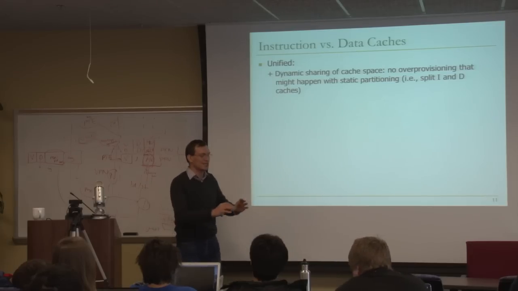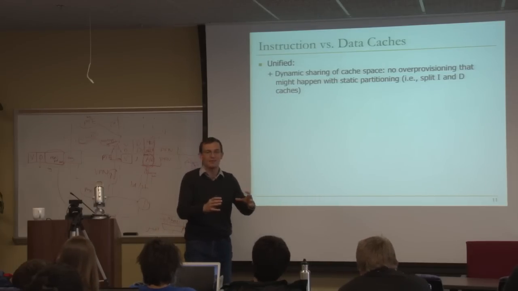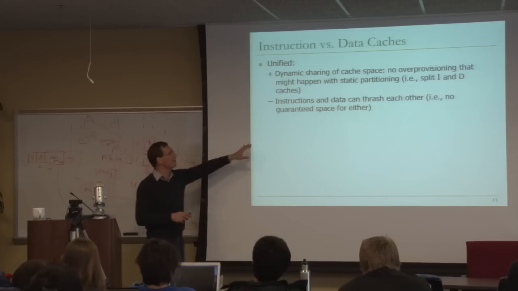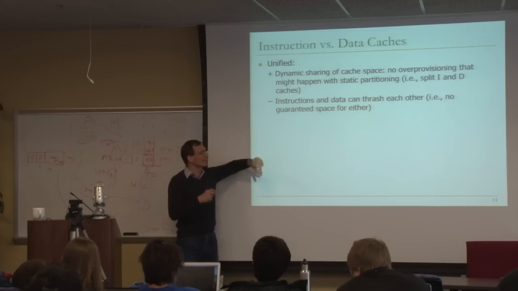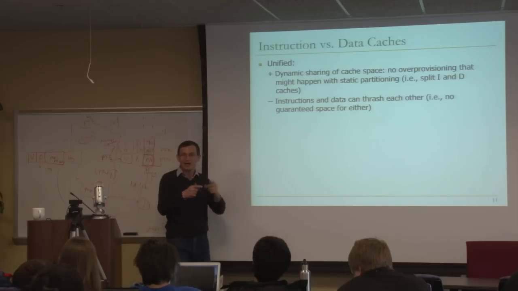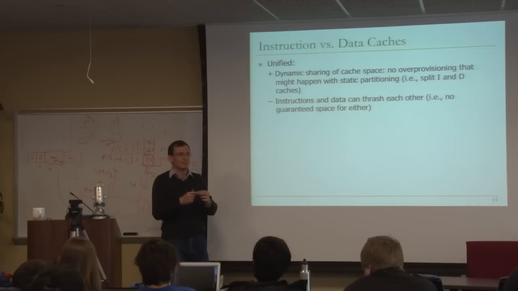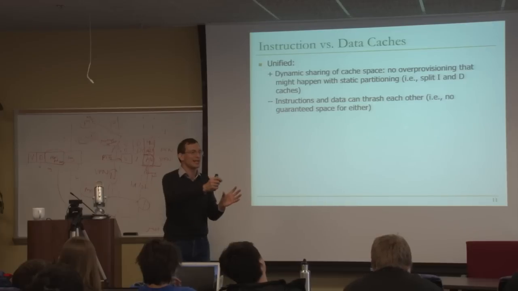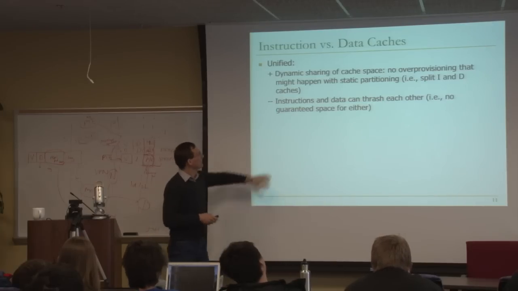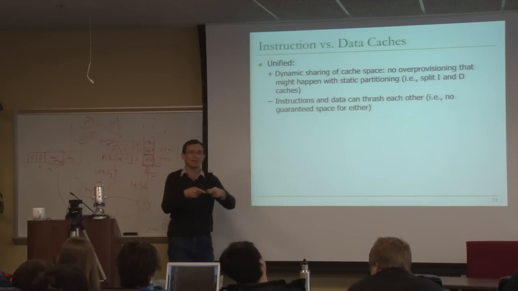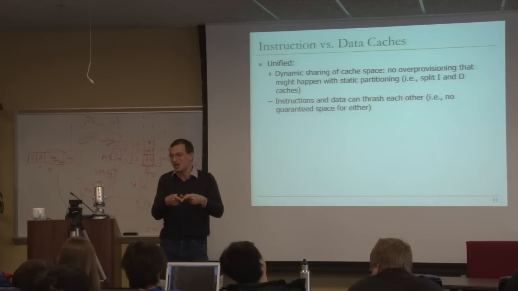Whereas if you have a unified cache, now both the instruction and data can fit in that cache. That's the upside. The downside is that you could now get instruction and data thrashing each other, which means that there's no guaranteed space for either one. They can conflict with each other, and there's no guarantee that you have instructions to supply into the processor. And this is, in general, a problem. Instructions and data interfere with each other in the cache because they share a cache.